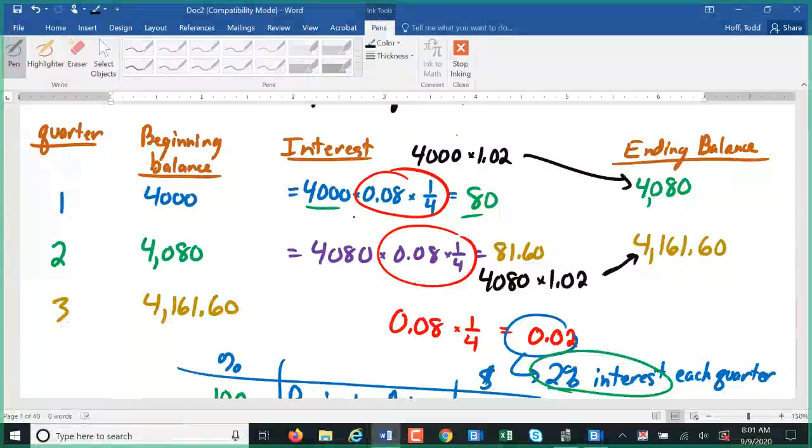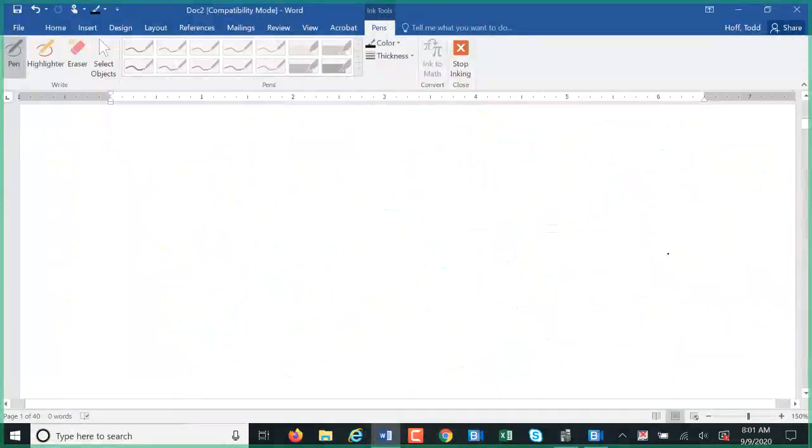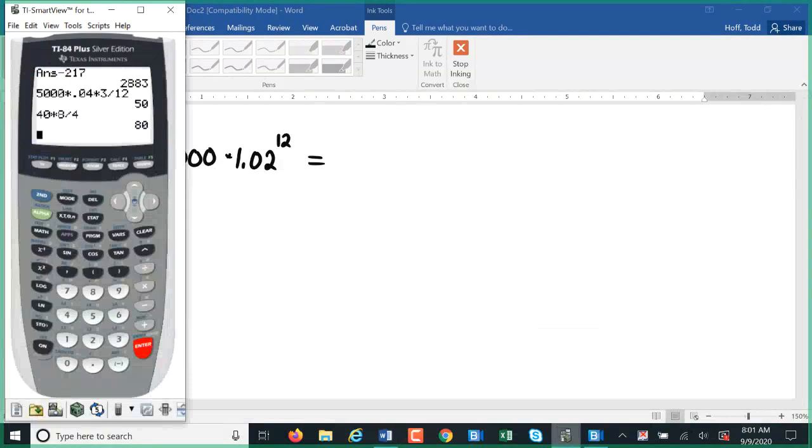That's my ending balance. Each quarter, I'm going to take that balance and multiply by 1.02, which means I'm going to multiply by 1.02 12 times. We said we have 12 quarters here. Well, in math, we have a method, a shortcut, if you will, for multiplying by the same number over and over again. That's an exponent. So 4,000 times 1.02 to the power of 12. That's saying we're going to take 4,000 and multiply it by 1.02 12 times. Gives us 5,072.97.